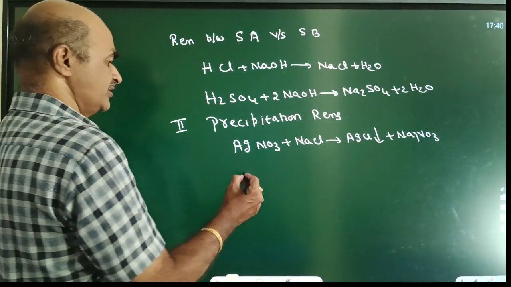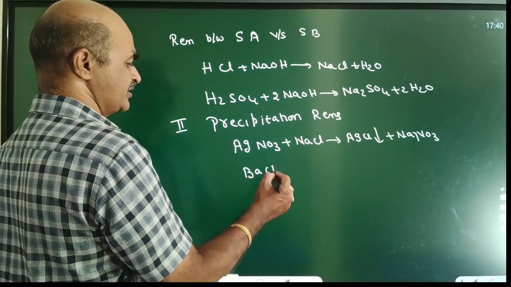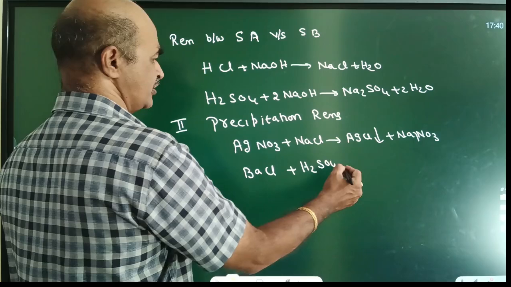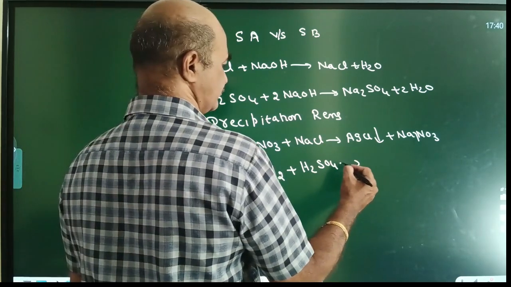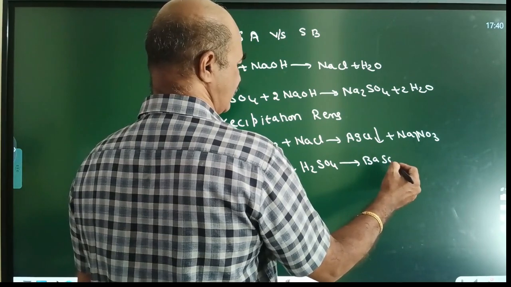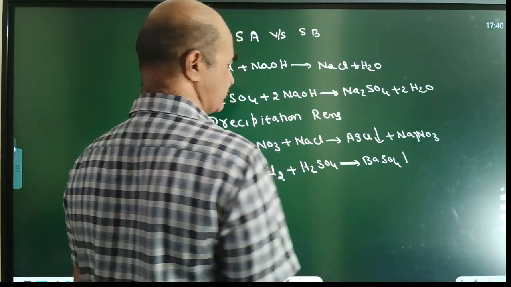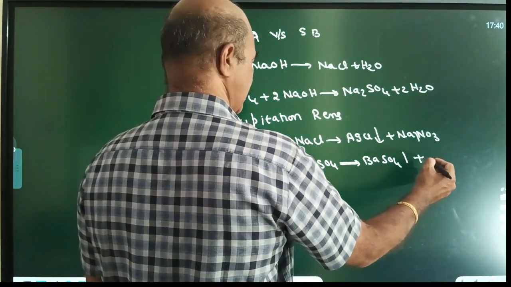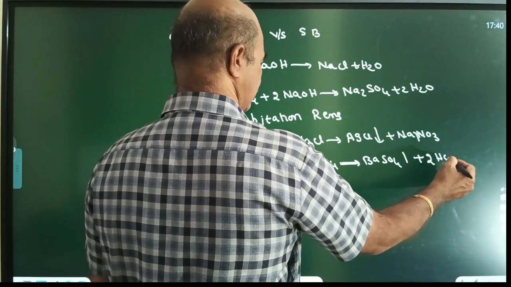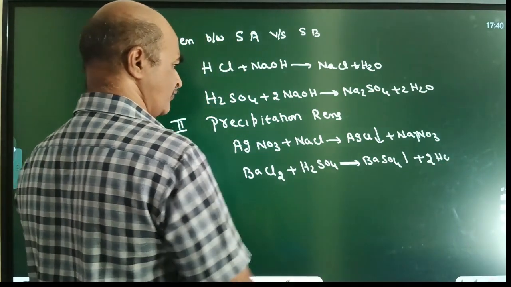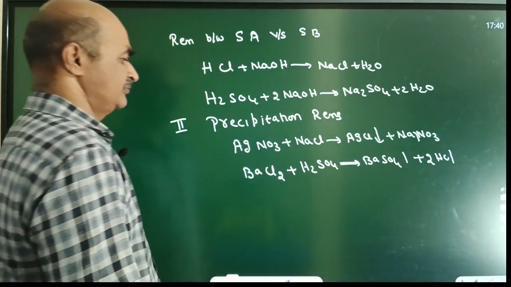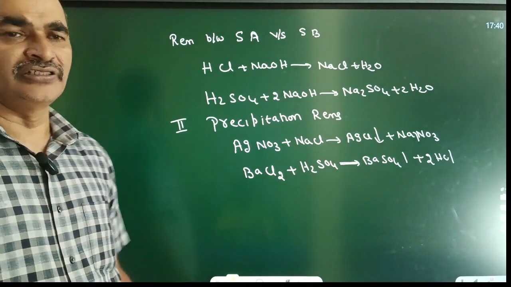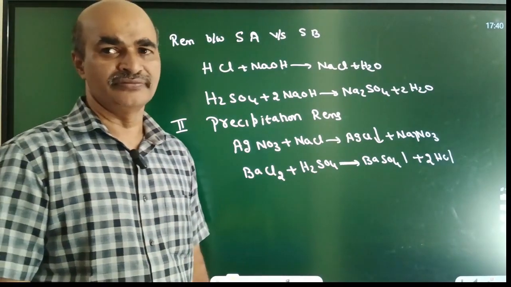Next, another example is barium chloride, BaCl2, plus H2SO4 gives rise to BaSO4 precipitate plus 2HCl. The reaction between barium chloride and sulfuric acid is an irreversible reaction.